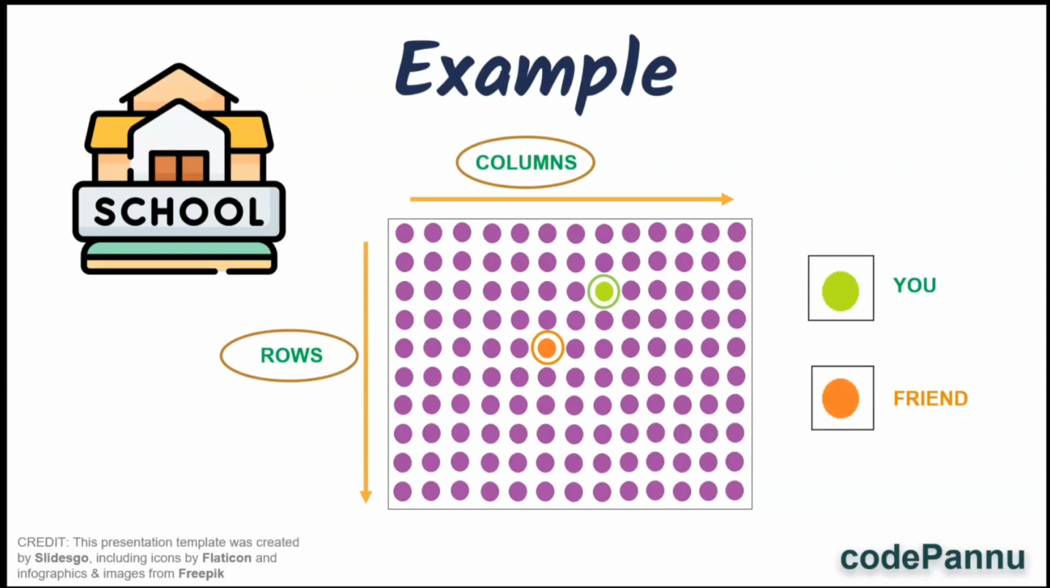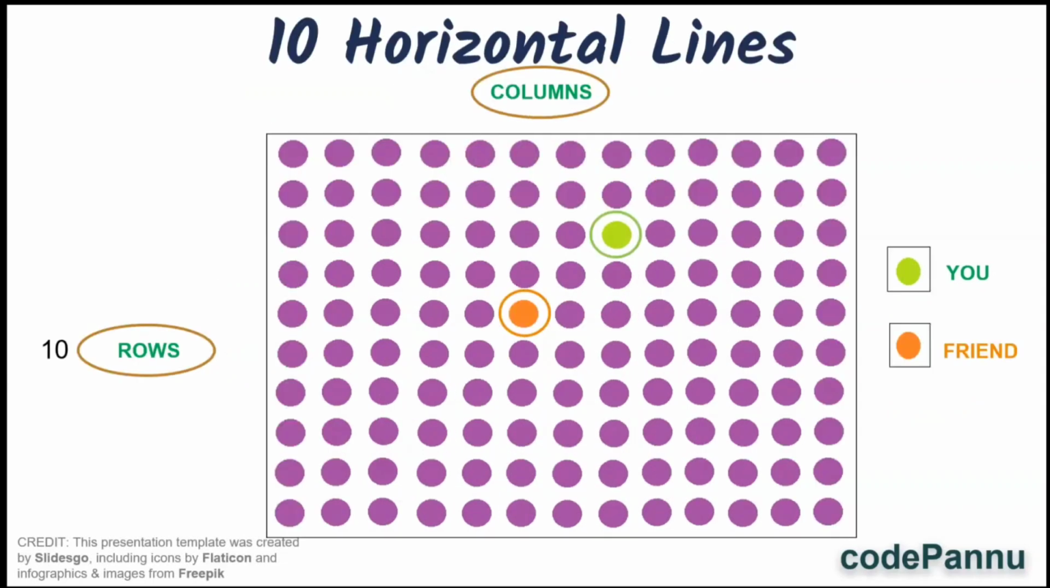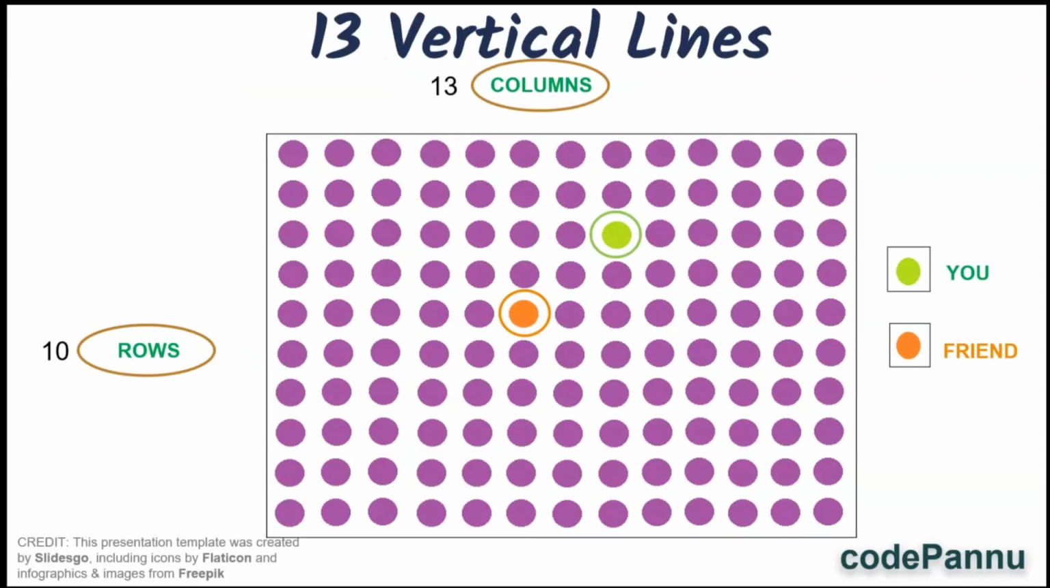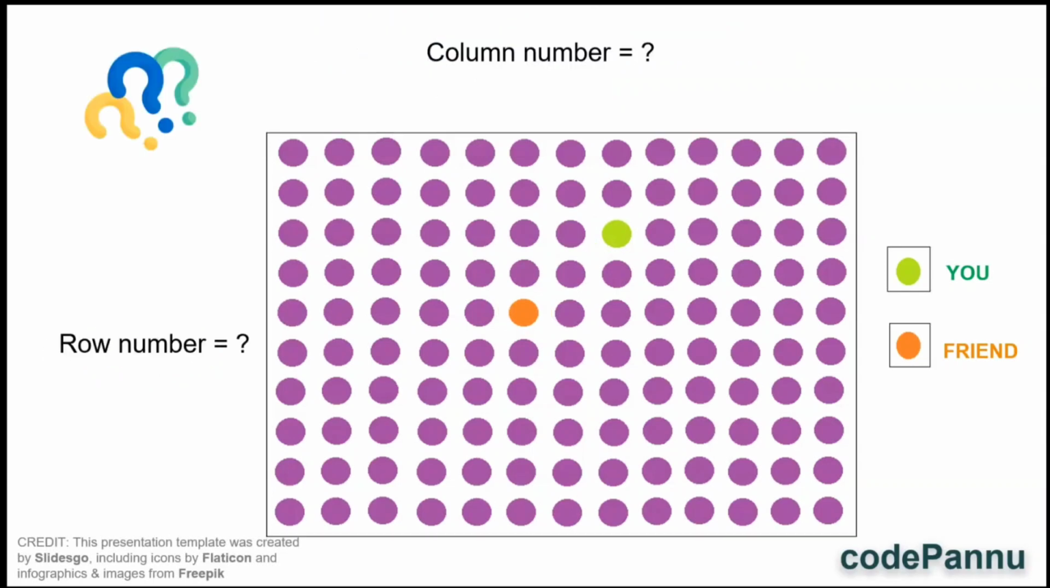In this picture, there are 10 horizontal lines. So that means there are 10 rows. There are 13 vertical lines, so that means there are 13 columns. Shall we start counting rows and columns to find out what is your row number and column number? Remember, you are in green.